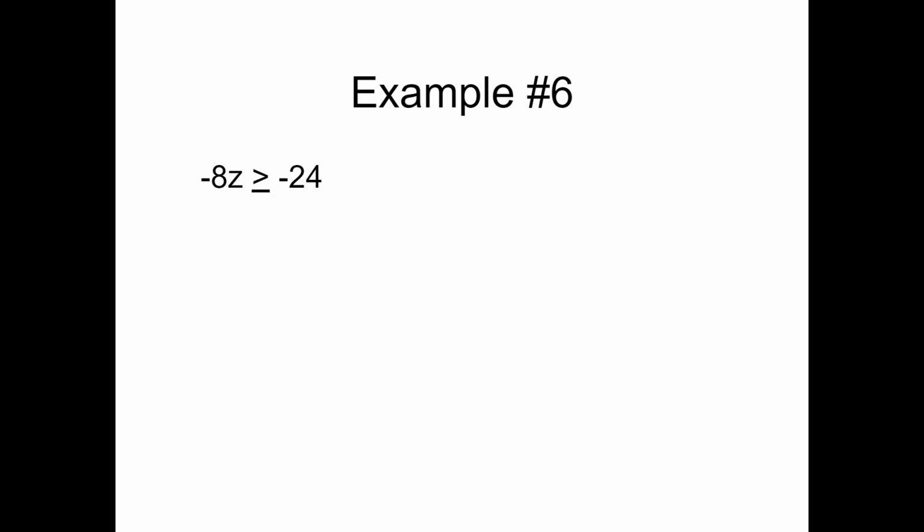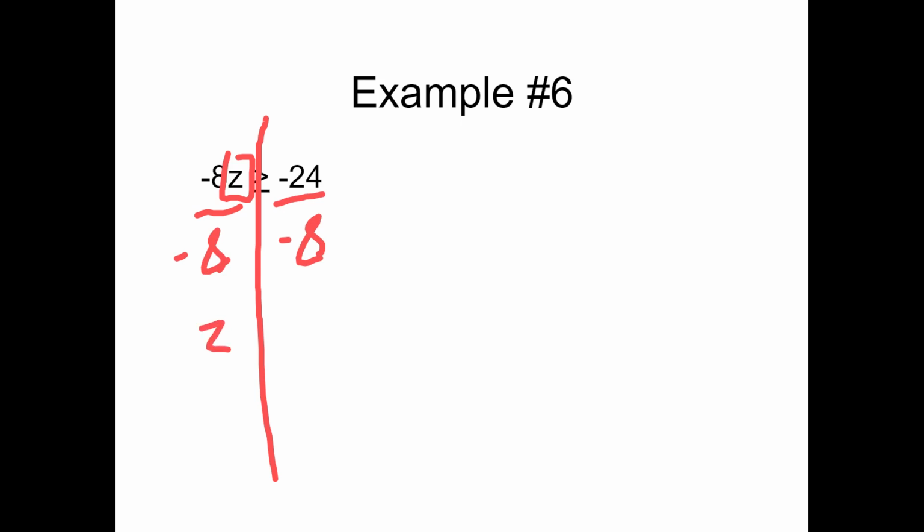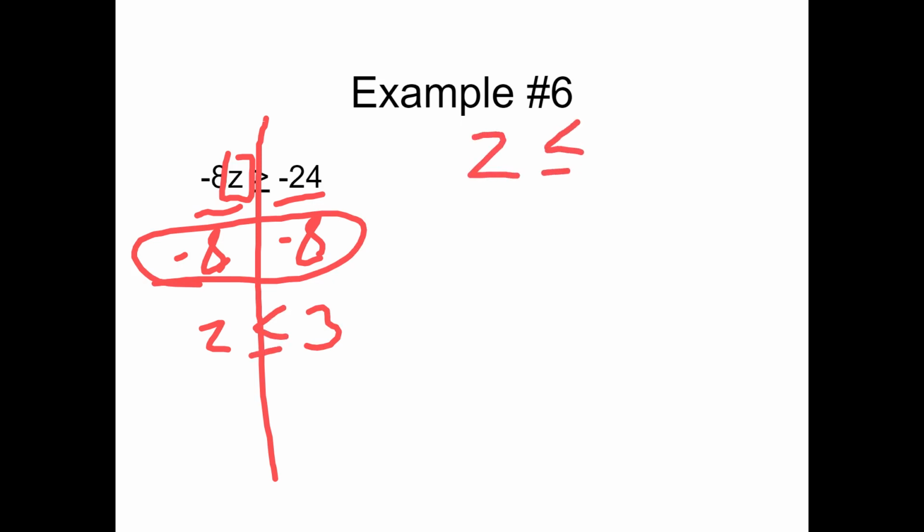This time we have the inequality symbol that's greater than or equal to. So I have negative 8 times z is greater than or equal to negative 24. Draw my river and box up my variable. I'm left with negative 8 times, so instead I'm going to divide both sides by negative 8. All right, z is left by itself. Negative 24 divided by negative 8 is going to give me a positive 3. But because I divided both sides by a negative, I'm going to flip my inequality symbol around. So I have z is less than or equal to 3 as my final answer.